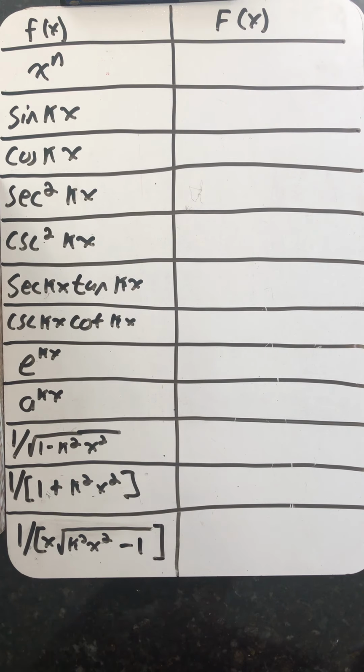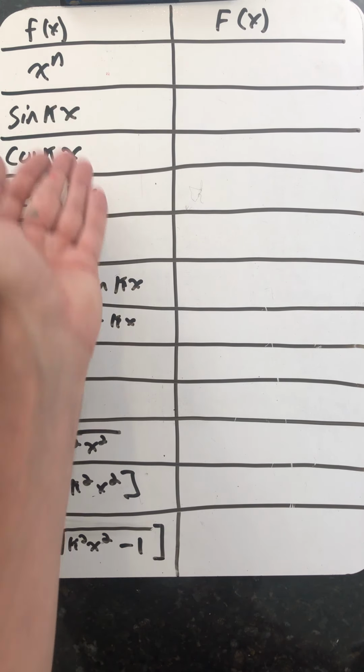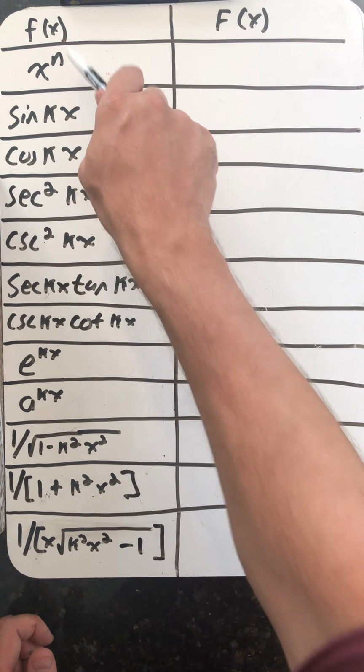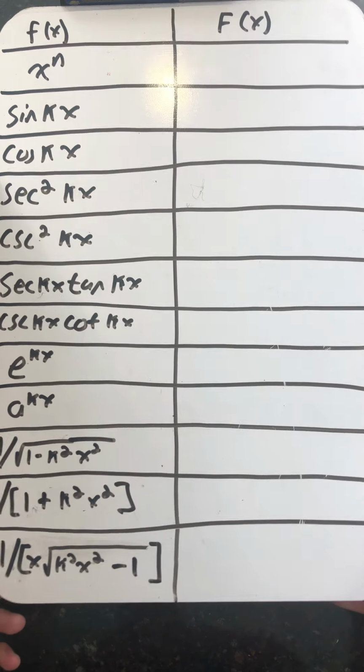The left-hand column gives us a function. Some of the functions involve a constant k. Anytime you see a k, it's just some constant. In the right-hand column, we're going to find the most general antiderivative. So we start off with x to the n.